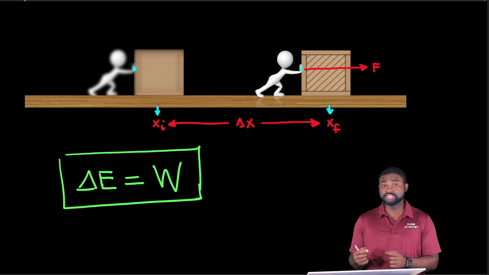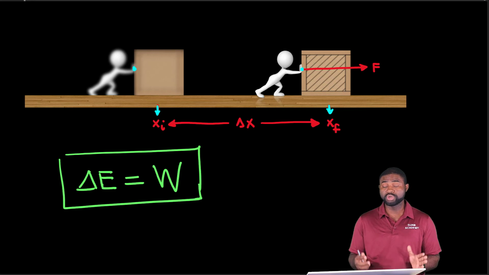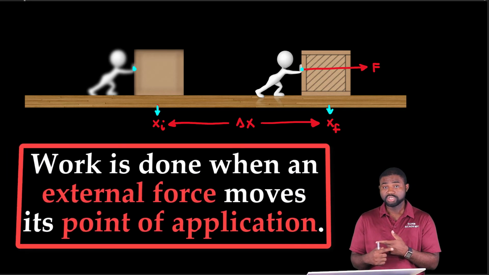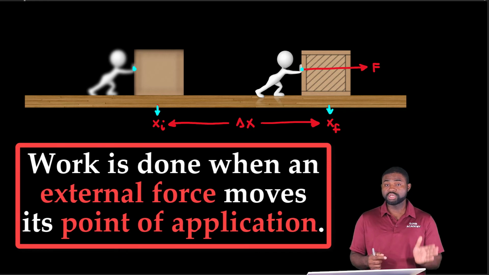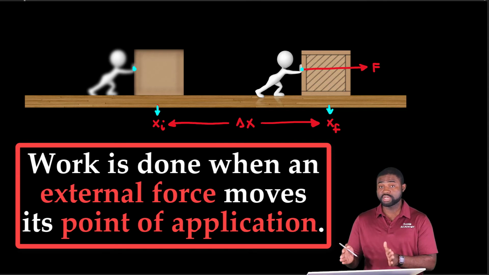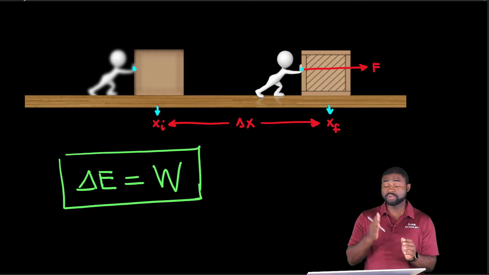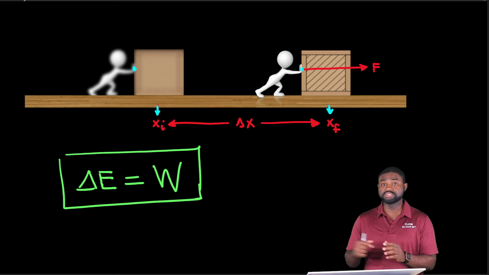Now, when energy is neither transferred into or out of a system, no work is done. Let me say that again. No work is done when energy is not transferred into or out of a system. Now, remember, work is done when an external force moves its point of application along its line of action.